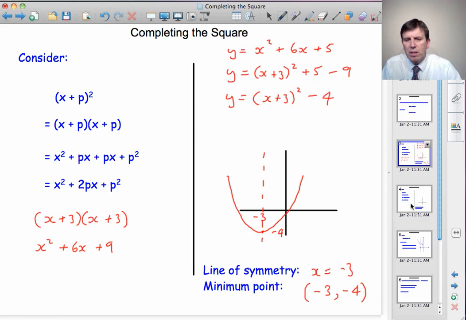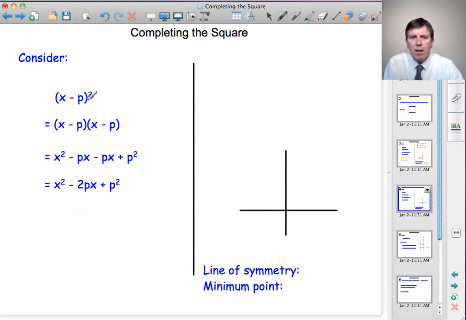Let's have a look at a similar example, but this time we'll have a negative amount of x's. So we'll say y equals x squared minus 8x plus 18.